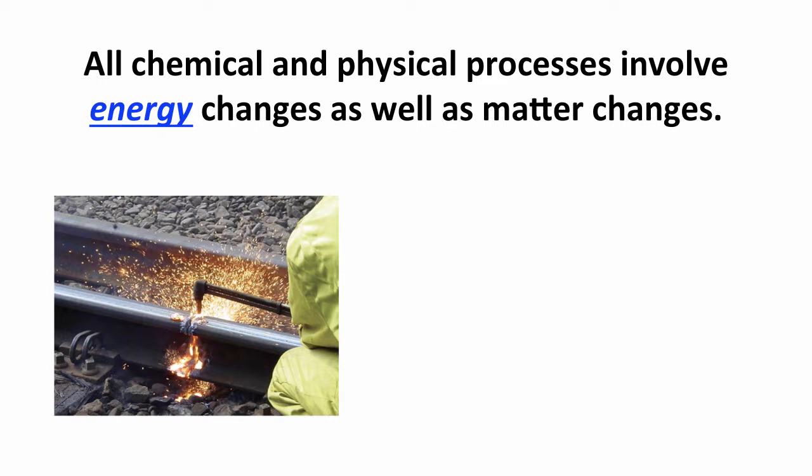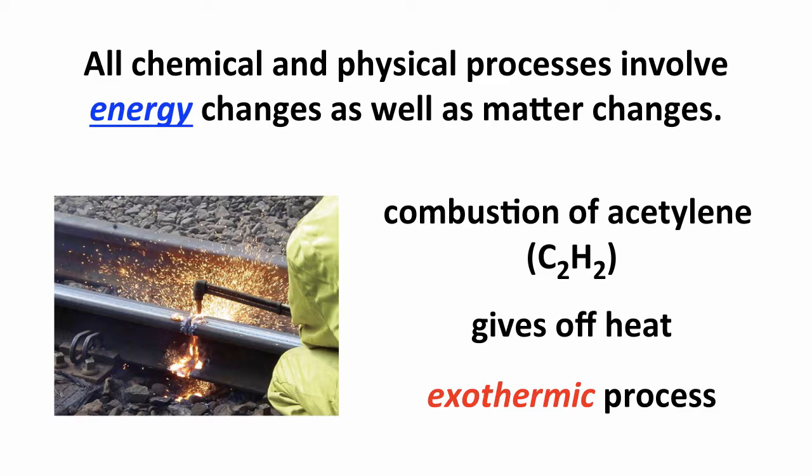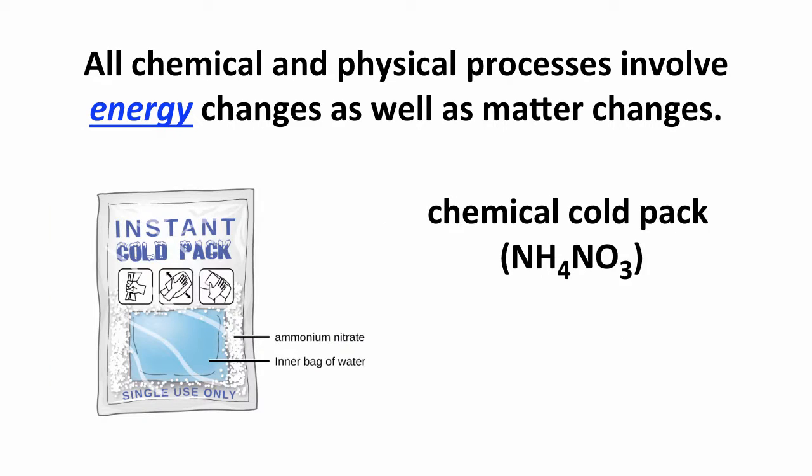For example, in an oxyacetylene torch, the fuel acetylene, or C2H2, reacts with oxygen. It burns, it combusts, it makes carbon dioxide and water, and it produces a lot of energy. In fact, it produces enough energy to weld railroad rails together. This kind of process, a reaction that gives off energy, is called an exothermic process.